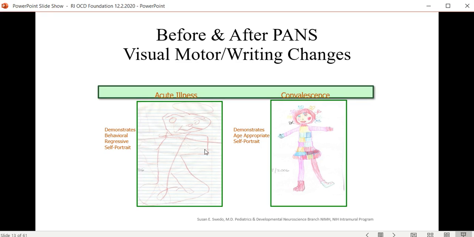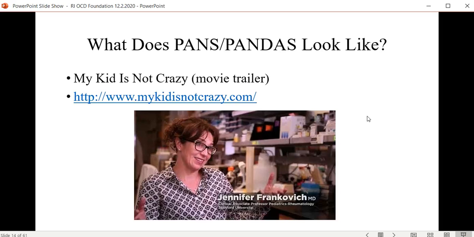So this is another girl who demonstrates how she drew herself, and this is age appropriate that she did after she was treated. So again, the lines are gone. They just barely can function in terms of this. This is why they avoid art. Even if they love art, they will start not doing it. Science, math. Science and math all require visual motor coordination.